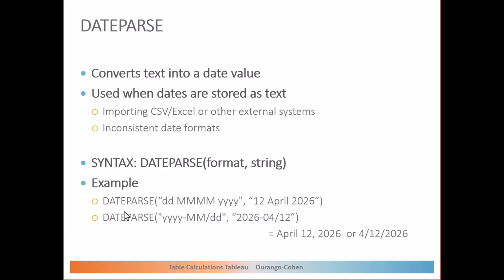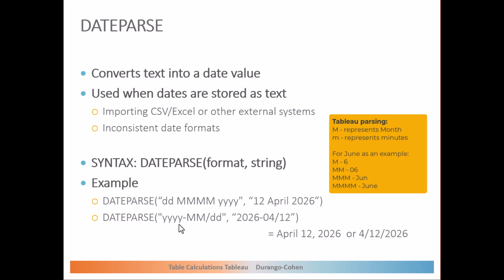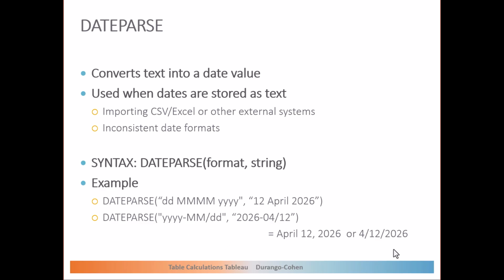So for example, if we said DATEPARSE, and if our data had the day, the space, the month, and then the year written out, we would say, okay, we want you to parse it, and this is the format that the date is in. Here we have our year, and then dash, the month, slash, and the date. And so we give that format here. And both of these would then return a date. The way that it's displayed in Tableau is going to depend on how you formatted your date in the visualization.